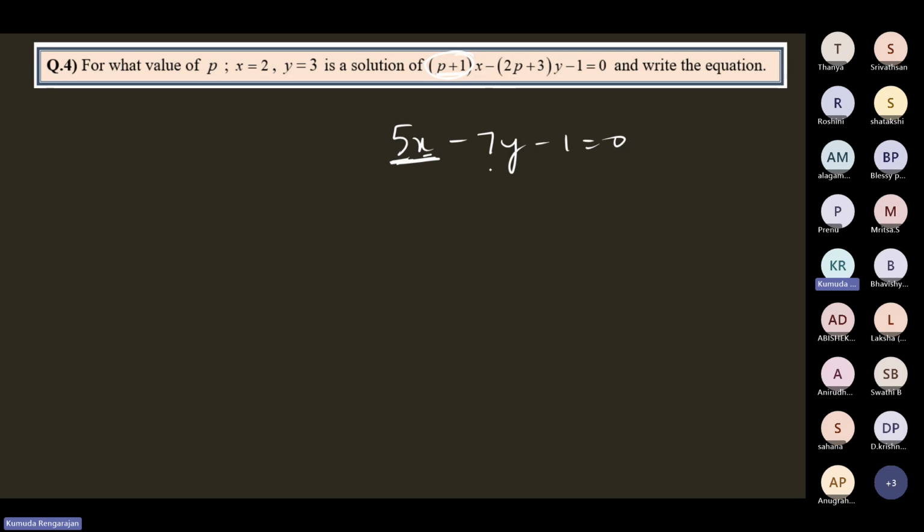And here you have minus 7y. Minus 7 is a coefficient of y. So like minus 7y, here you have minus of 2p plus 3y. This is the coefficient. Once you get the value of p, you can make out the coefficient. Supposing p is 1. So 2 into 1, 2, plus 3, 5, 5y. So since you don't know the value of P, the coefficient looks like this. -1 is equal to 0. See, this one P plus 1 is a coefficient of X. This one is a coefficient of Y, and -1 is equal to 0.